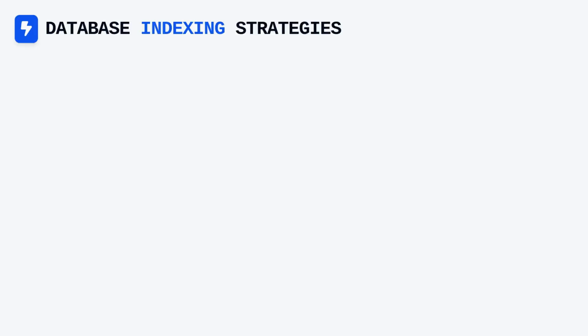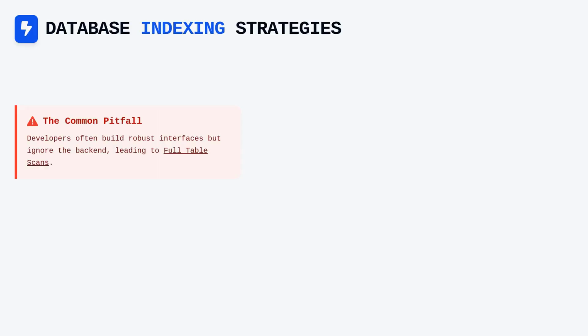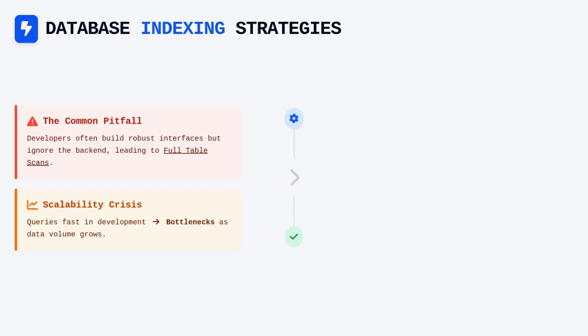Indexing is another fundamental lever you can pull to ensure your queries execute within sub-second thresholds. It is all too common to see developers build robust interfaces, only to realize that the underlying database queries are performing full table scans because the necessary columns lack appropriate indexes. As your data volume grows, a query that was fast during initial development will inevitably slow down, creating a bottleneck that affects the end-user experience.